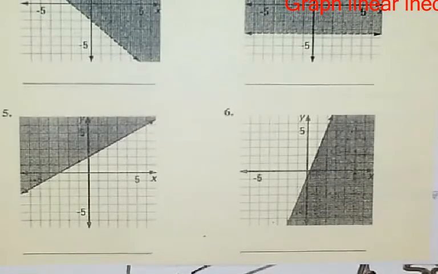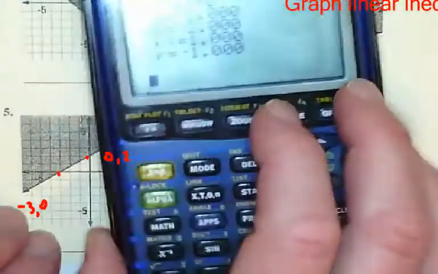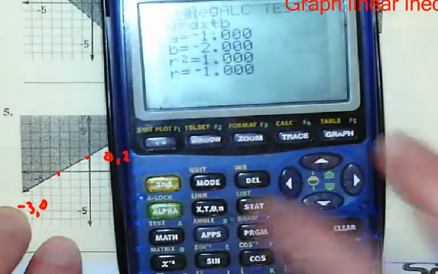We've got a point right here. What is that? That looks like -3, 0. And this one is 0, 2. So all you have to have is 2 points. Let's do it again. We're going to learn how to do this real fast.